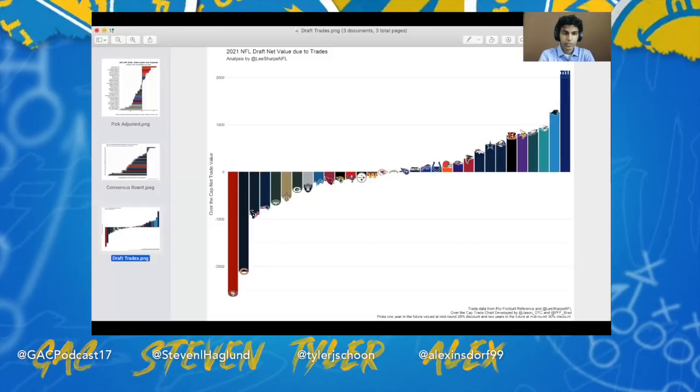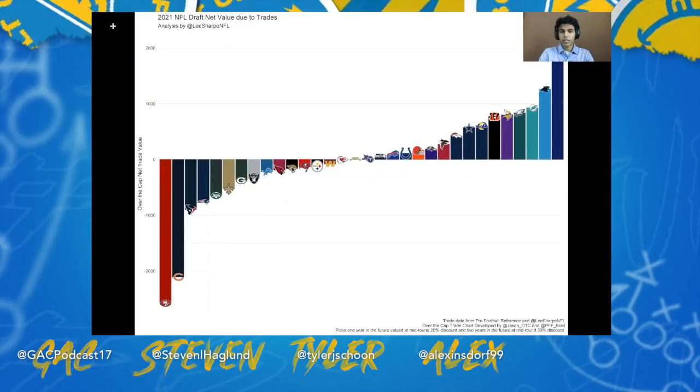So as usual, let's dive straight into it. I'm going to be bringing up our first thing, which is draft analytics. This graph was made by Lee Sharp NFL on Twitter. Make sure to go check him out. He does a lot of great stuff regarding trades, regarding the NFL in general. So right here, we're looking at the NFL draft net value gained or lost due to trades.